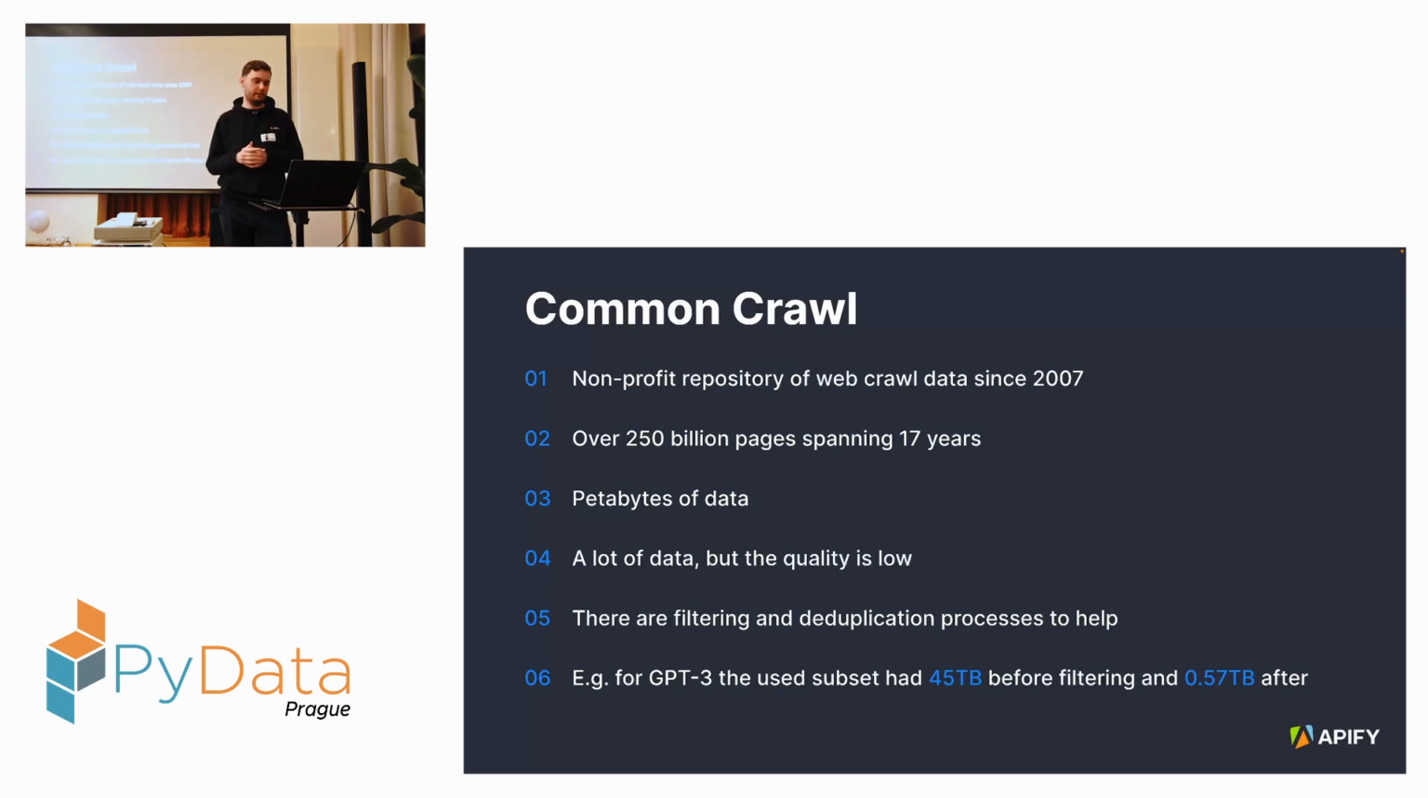So both GPT-3 and LLaMA used some filtering methods and deduplication to help shrink the data to have a smaller but high quality data set. And a great example is for GPT-3. The initial subset they took was 45 terabytes, but after they did the filtering and the deduplication, it was only 0.57 terabytes afterwards. So you can see how much redundancy there is.